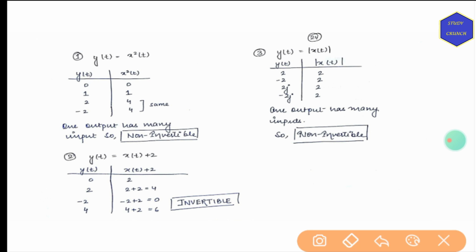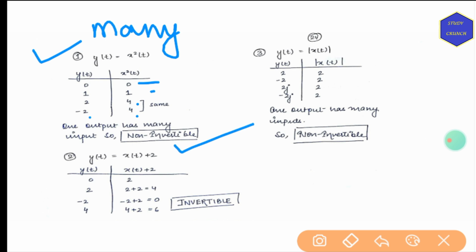Let's look at some examples. If we have y(t) is equal to x squared (t), now we'll be making a table. For t equal to 0, we have x squared. Since there is no operation on time, we'll be getting the same values till 0 and 1. Now y(t) is x squared (t), so when we have 2, it will be 4. When we have minus 2, it will also be 4. So there will be many inputs for one output. So this is a non-invertible system.